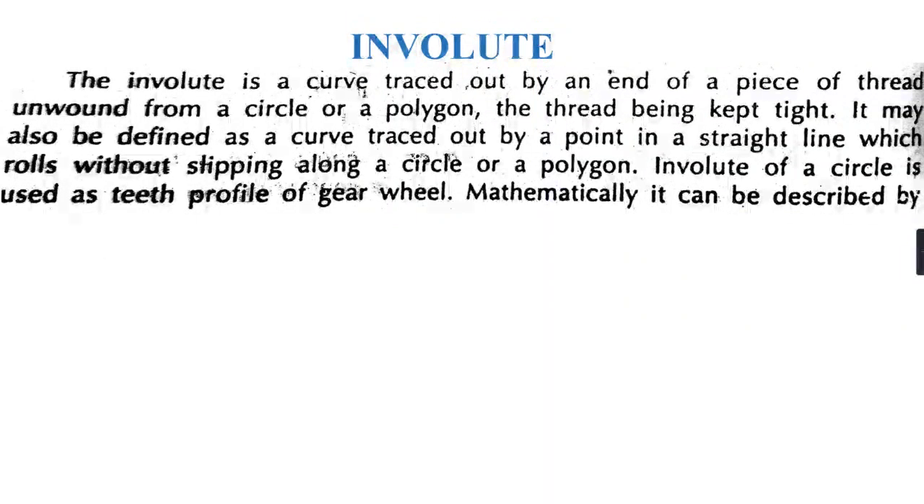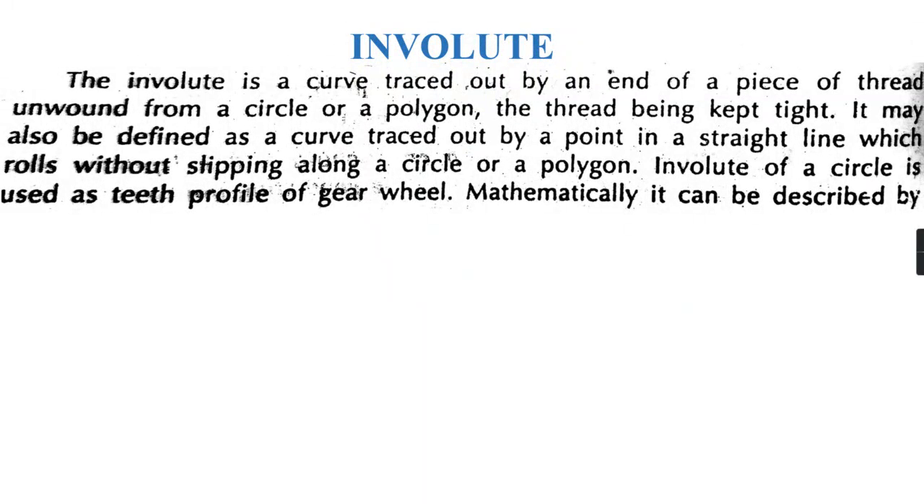It may also be defined as a curve traced out by a point on a straight line, where the straight line rolls without slipping along a circle or polygon. So on a circle, a straight line is rolling without slipping, and then we get the involute. The involute of a circle is used as the teeth profile of a gear wheel. So the involute is also very important in mechanical engineering.